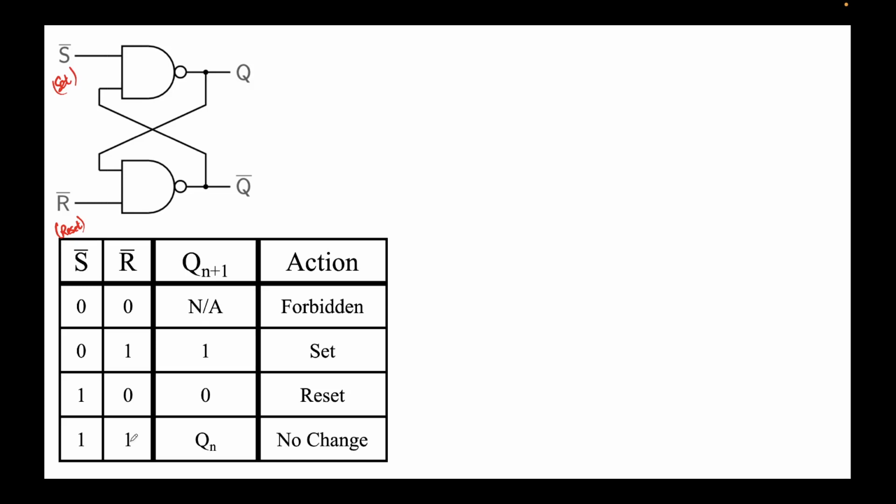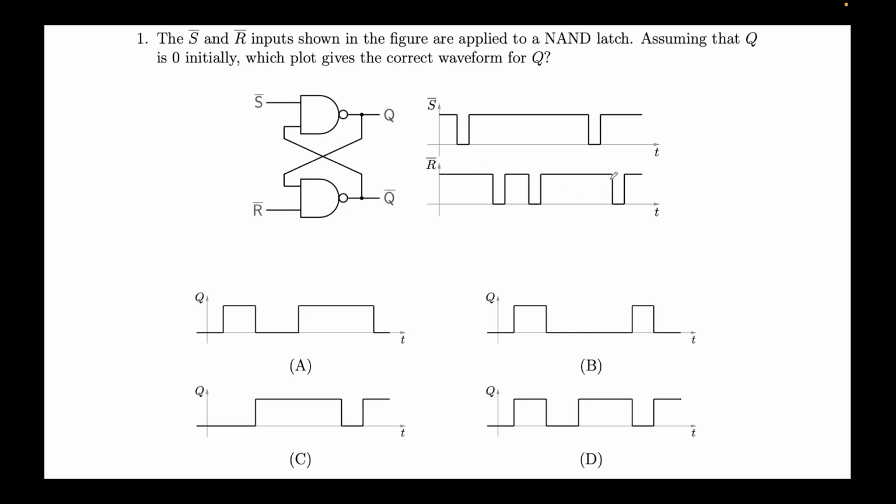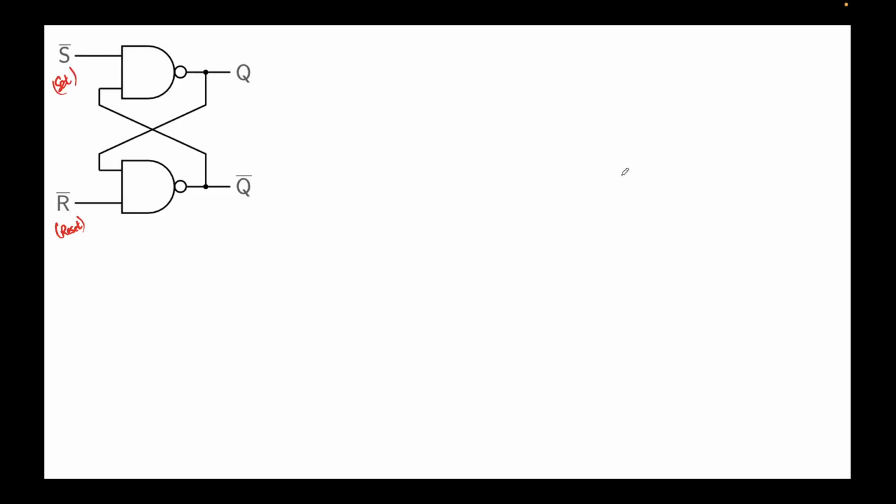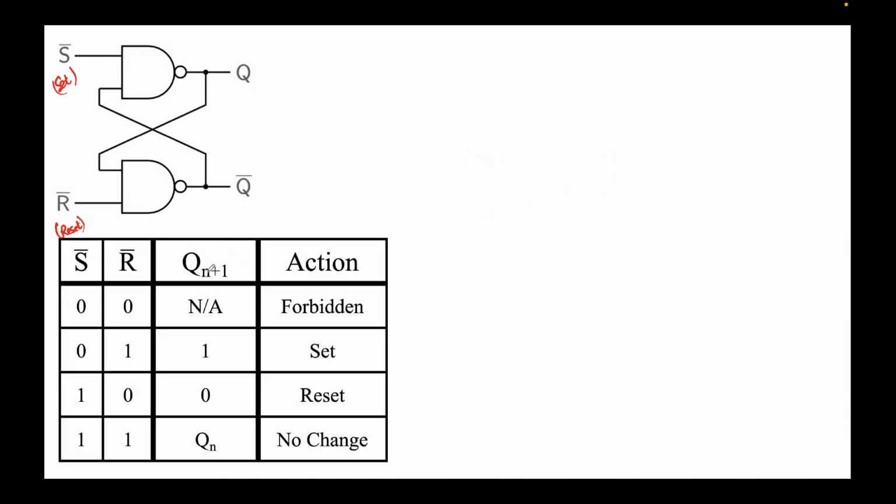When S bar is 1 and R bar is 1, Qn plus 1, this means the next value of Q. You see Q will keep on changing with respect to time. So the next value, Qn plus 1, will be the same as Qn, and hence the action is no change. If Qn plus 1 is equal to Qn, hence we are calling it a no change.